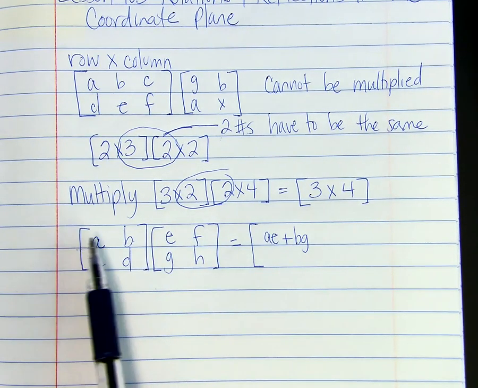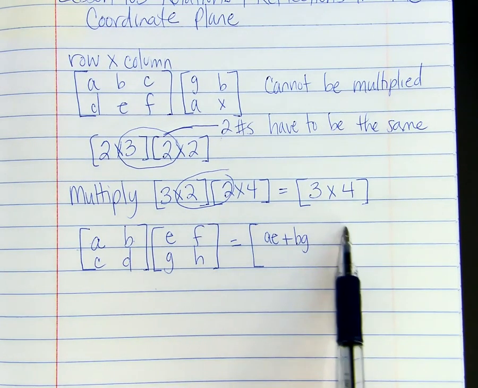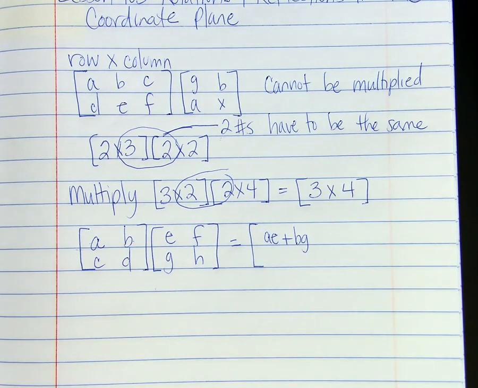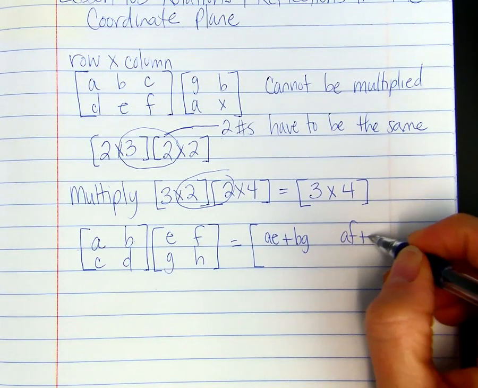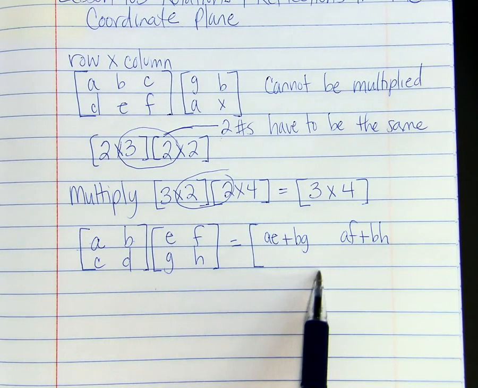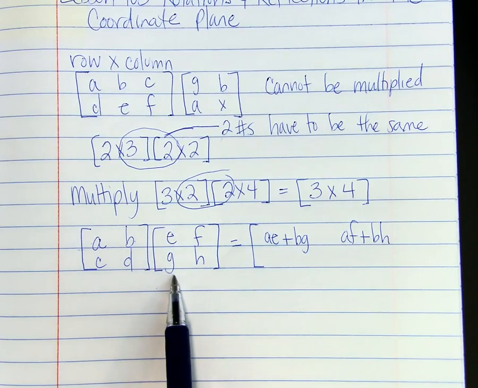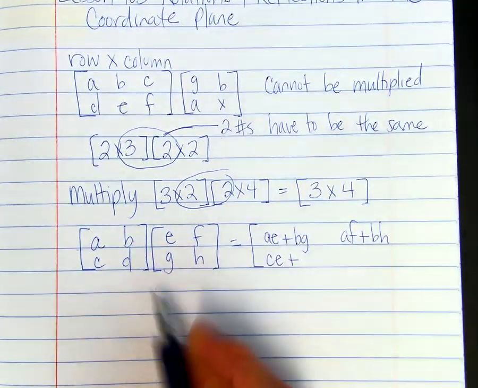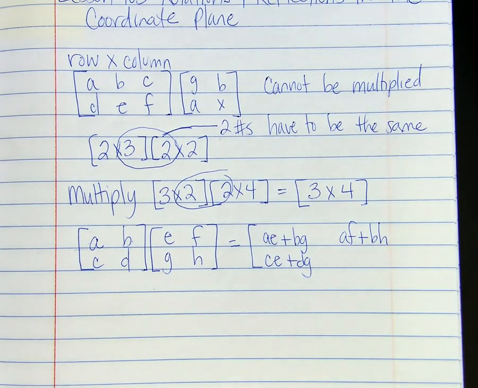So if I did first row, second column, that gives me my first row, second column element. So I would do A times F plus B times H. And then if I wanted this one, I'm going to do second row, first column. So I do C times E plus D times G. Oh shoot. Well, I'll just finish this one up here.